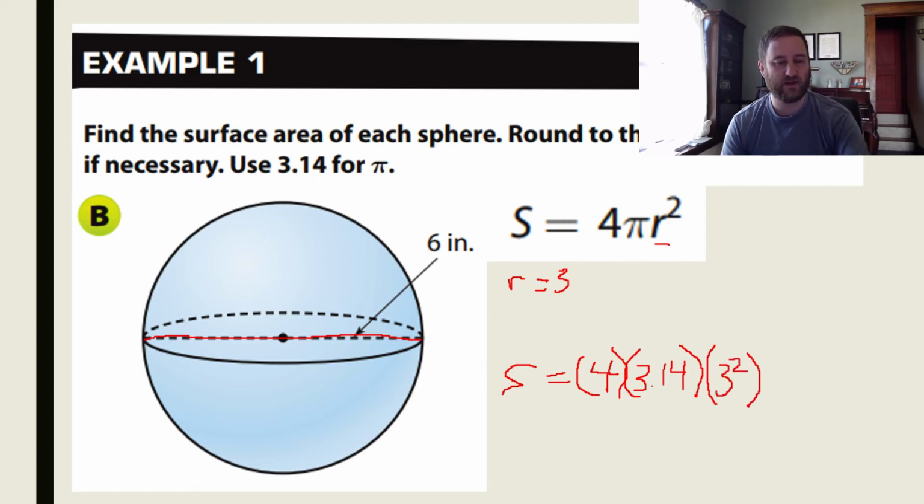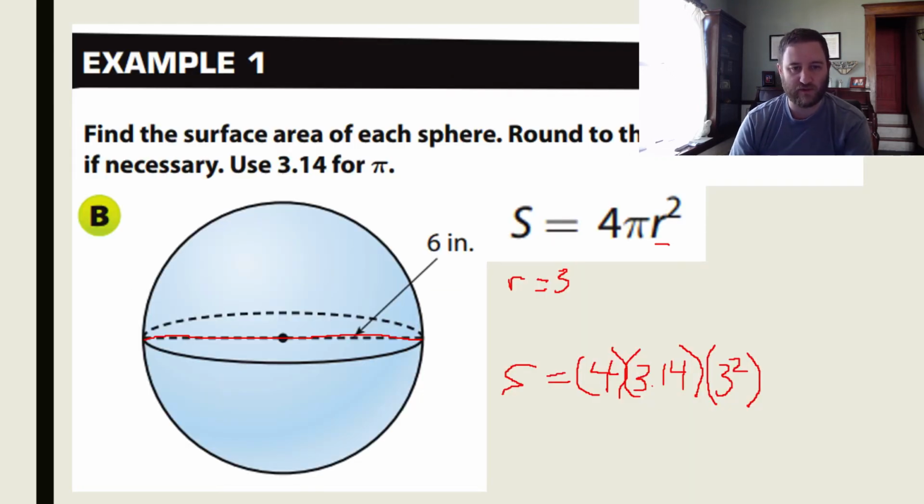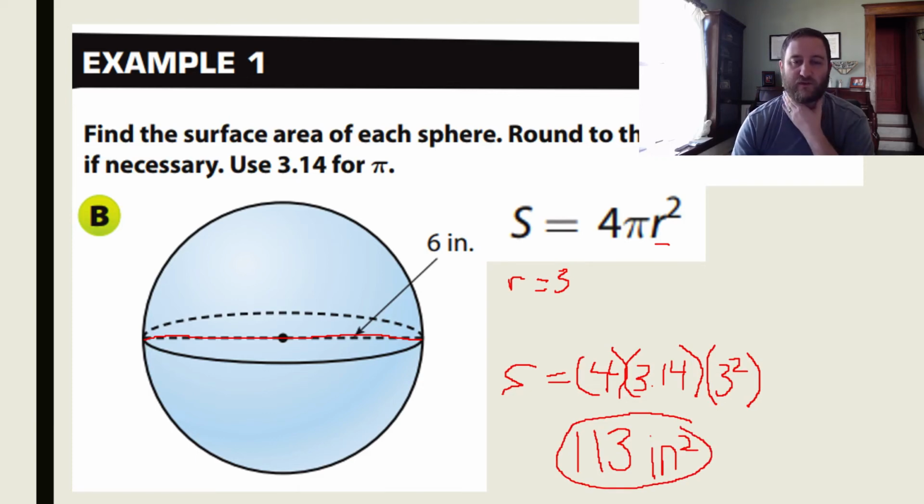We're going to plug that into our calculator again. So instead of 5.4 squared, we're going to do 4 times 3.14 times 3 squared. And you can see right here we get an answer of 113.04. Since it says to round to the nearest tenth, we round this to 113.0, and since it's 0.0, we're just going to leave it as 113. Our label is inches squared, so our surface area is 113 square inches.